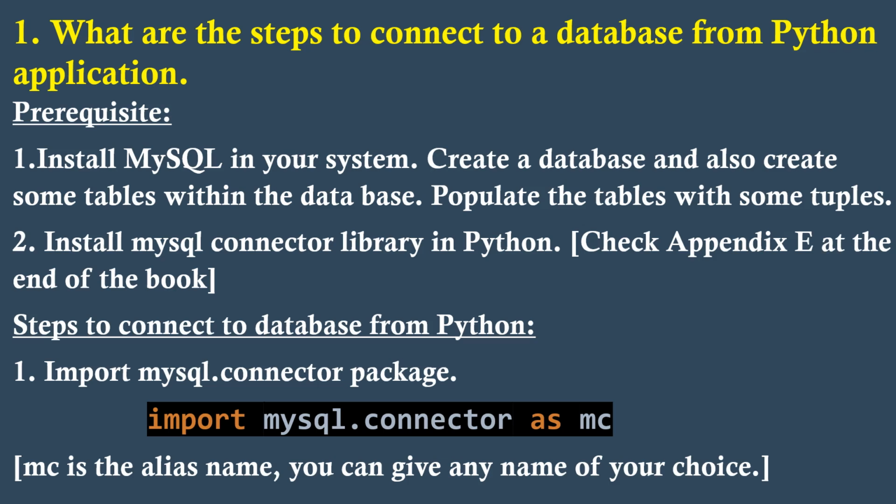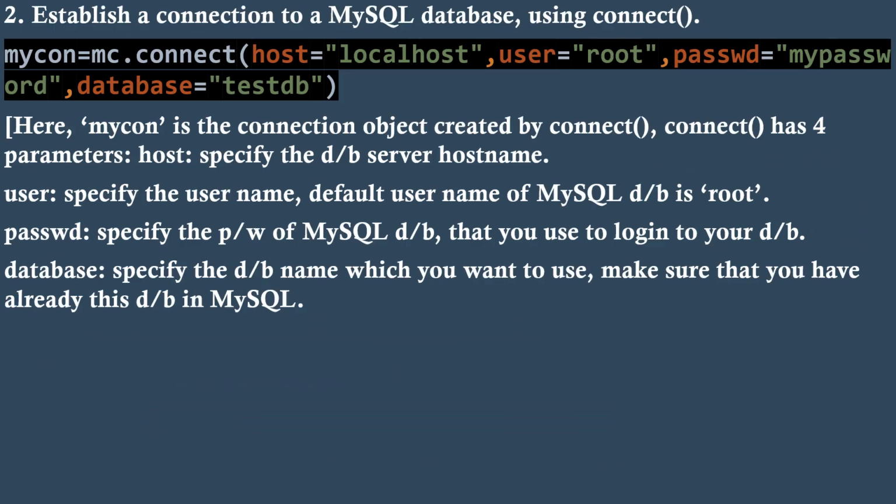Import mysql.connector package. This is done by import mysql.connector as MC. MC is just one alias name I have given here. You can give any name of your choice. Now the next step is to establish a connection to your MySQL database by using the connect function. The connect function has to be called with respect to the alias name that you have given to your connector package. So I have given the name as MC, so mc.connect function has to be called.